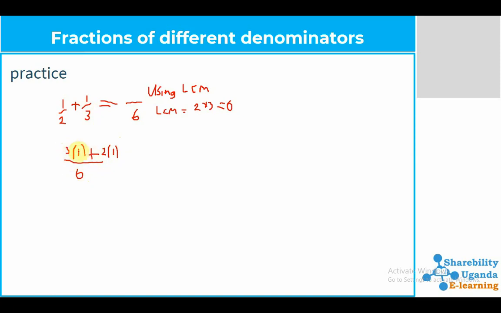So now here we can complete this. When you get 3 times 1 plus 2 times 1, we shall be able to get our answer as 3 plus 2, out of our 6. So our answer shall be equal to 5 out of 6. You can see that we have got our answers.